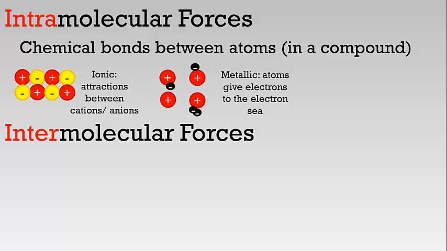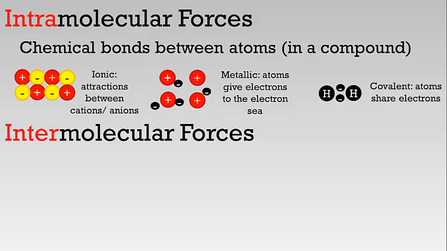We have metallic bonds. This is where atoms of a metal will give up electrons, forming this electron sea. The cations left behind are mutually attracted to the electron sea, and this holds together the atoms of a metal. Last, we have covalent bonding, and this is where atoms are going to share electrons in order to achieve a stable electron configuration. So this is different from ionic in that we don't have any transfer of electrons going on. Instead, we just have sharing, so we don't end up with those charges like we do in an ionic compound.